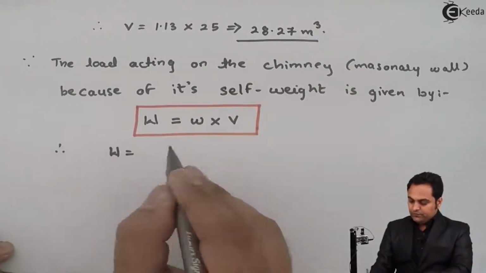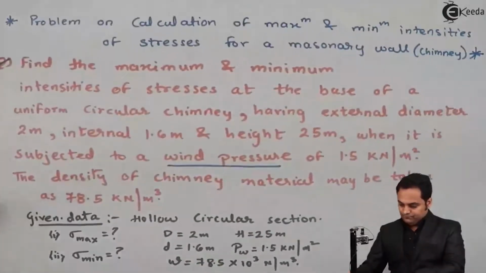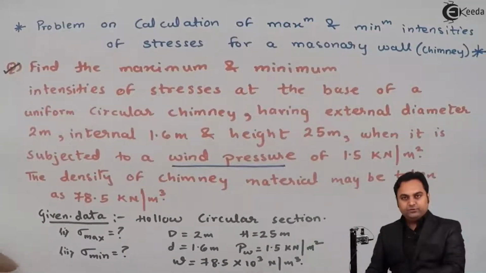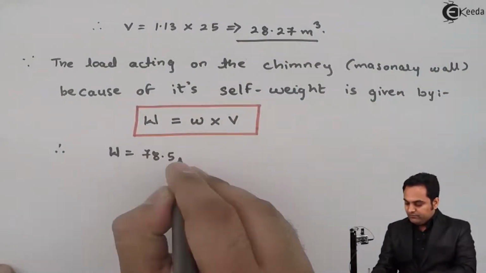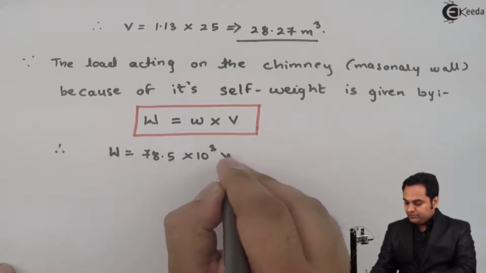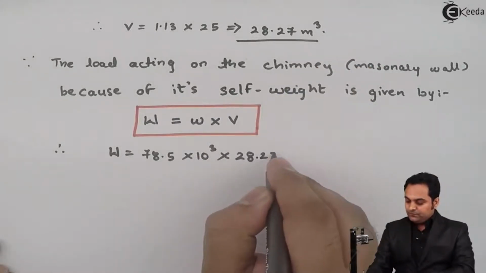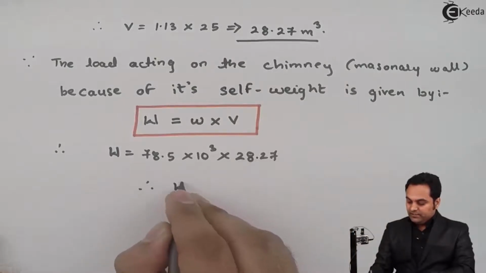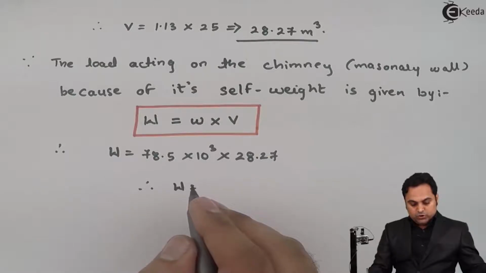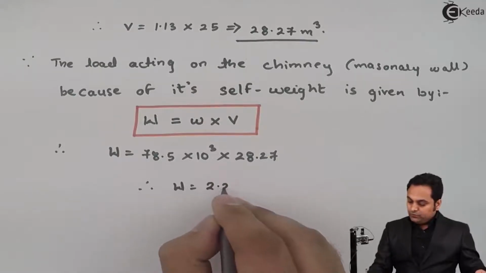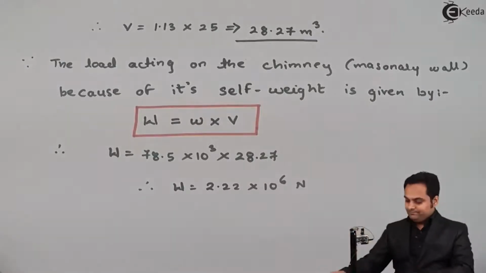Therefore here the weight density is given, 78.5 into 10 raised to 3, it is Newton per meter cube, and the volume is 28.27. So multiplying this, I'll get my answer of weight, which is 2.22 into 10 raised to 6 Newton.